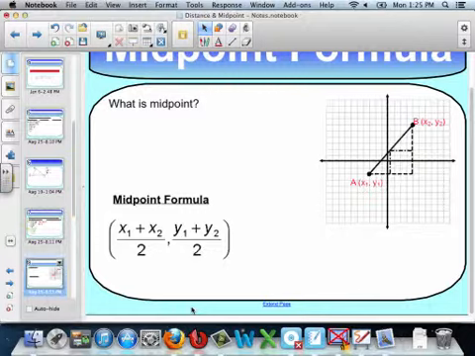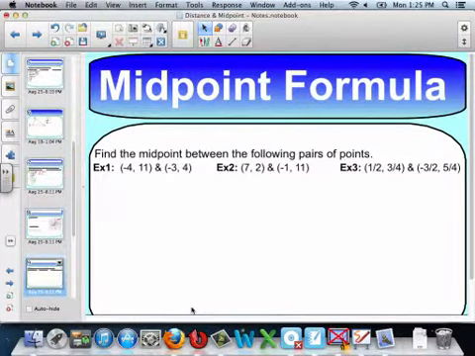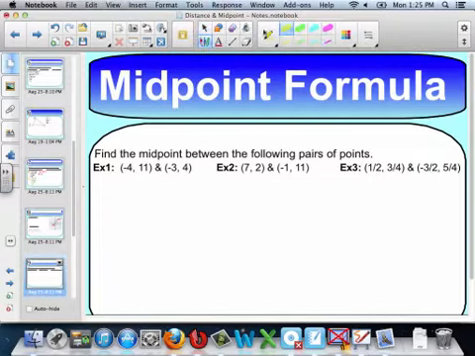So again, midpoint formula. Add up your x's, divide by 2. Add up your y's, divide by 2. So let's do an example. Example 1. Okay. So here we go. Write out the formula. Everybody needs to write out the formula. Do the first line, just like you did for distance, we're going to write it out here.